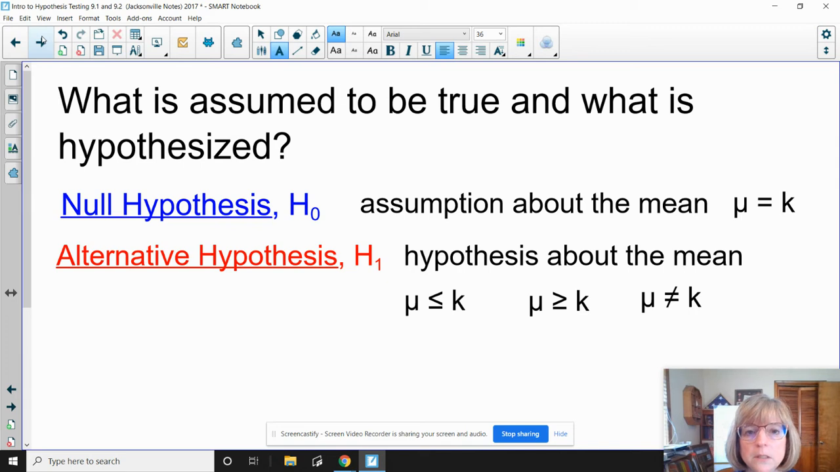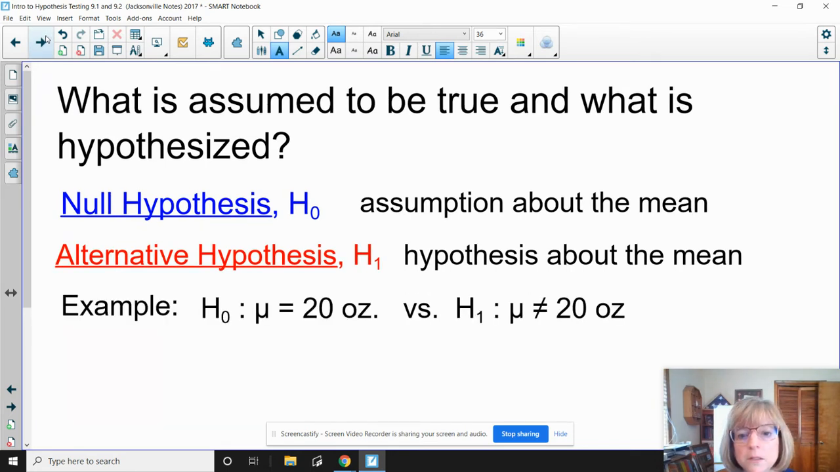The null hypothesis, symbolized by a capital H with a subscript of 0 or O, is an assumption that we make about the mean. We assume the mean is equal to 20 ounces. Our alternative hypothesis, symbolized by a capital H with a subscript of 1, sometimes a subscript of A, is also about the mean, but we're hypothesizing that the mean isn't K, so the mean does not equal K, or sometimes the mean is less than K, or the mean is greater than K. So we don't think the mean is what they say it is.